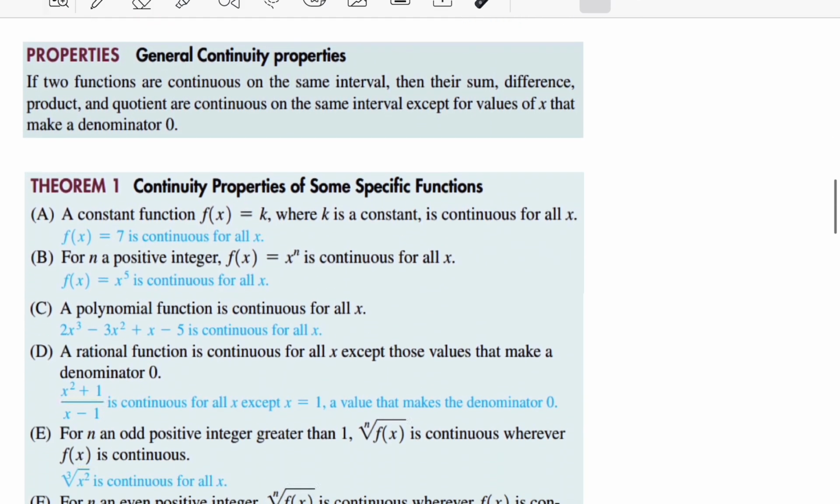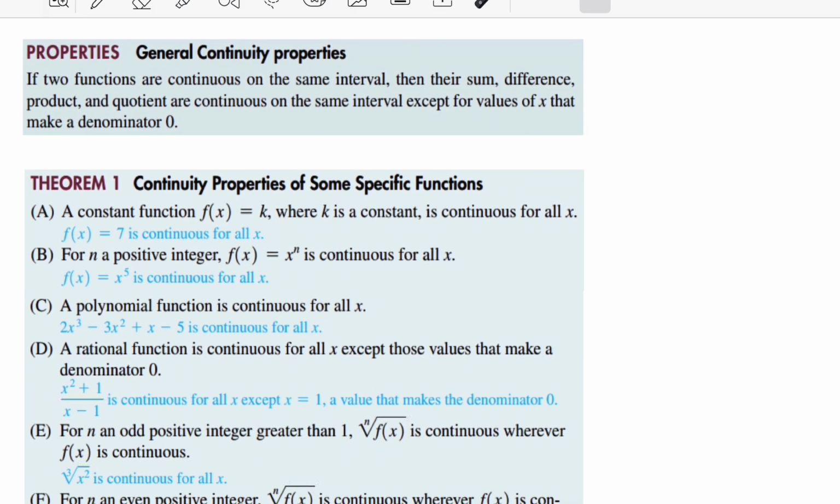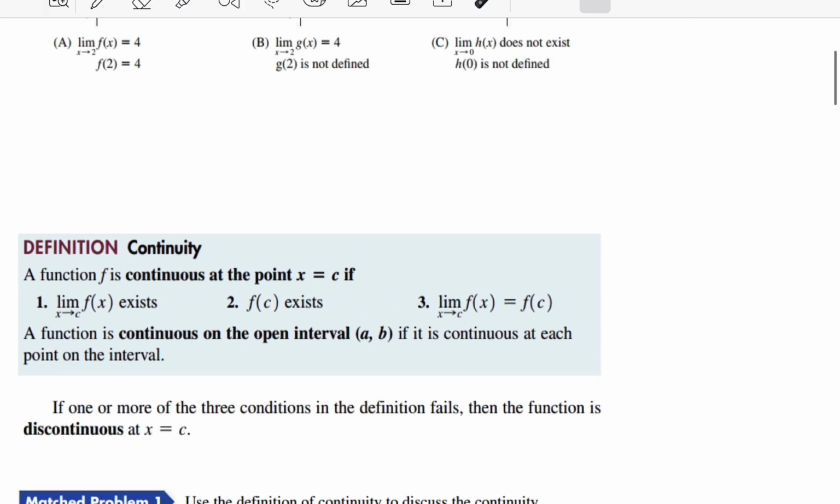Now here are some general continuity properties. If two functions are continuous on the same interval, then their sum, difference, product, and quotient are continuous on the same interval as well, except for values of x that make the denominator 0. We also have this theorem here, theorem 1. I'm not going to state each property, but essentially these properties allow us to determine intervals of continuity without having to look at graphs or use the three conditions of continuity that we discussed here.